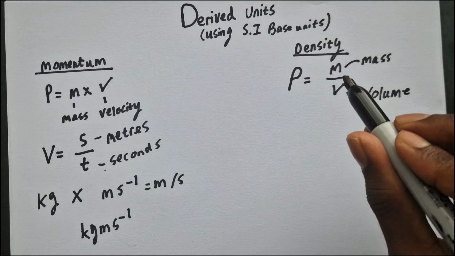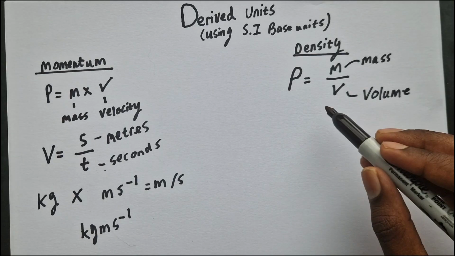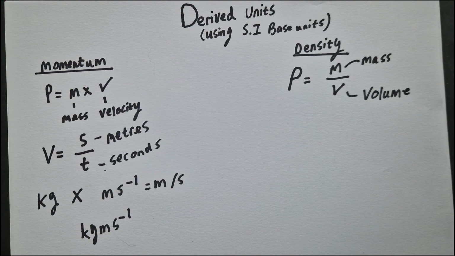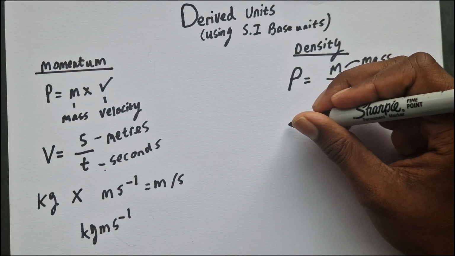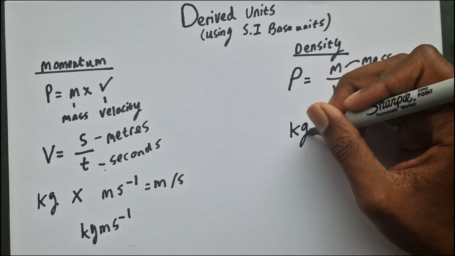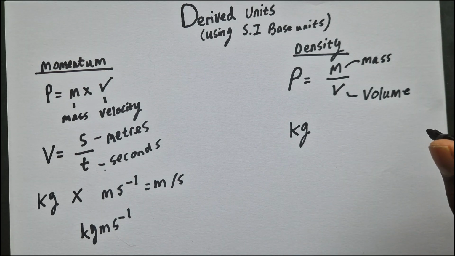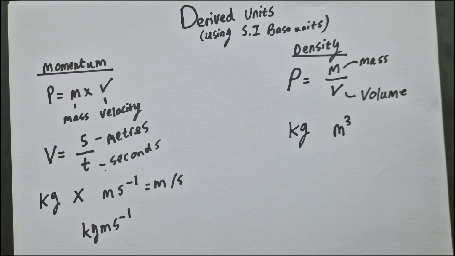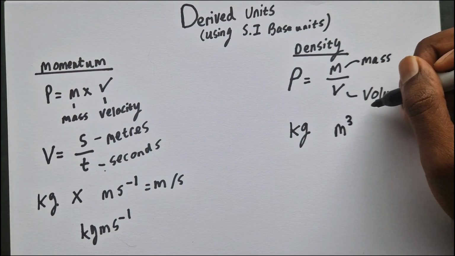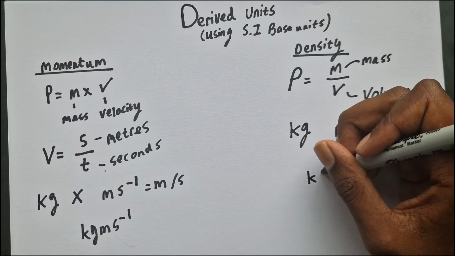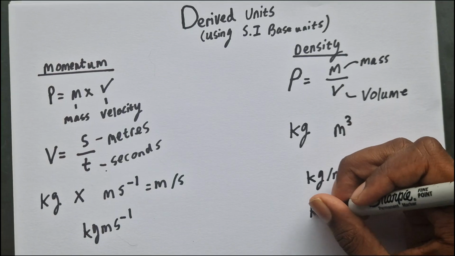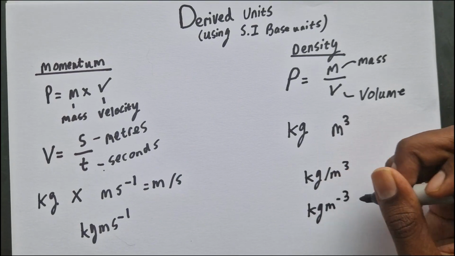Okay, now we're going to go for density. So density is equal to mass over volume, and this is a pretty easy one because both of these can already be measured in SI based units. So for mass, we know it's kilograms, and volume, we know that volume is measured in meters cubed. So if we're doing mass divided by volume, we get kilograms per meter cubed, or we can write it like this: kg m^-3.